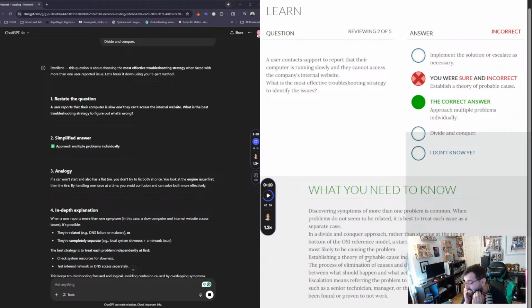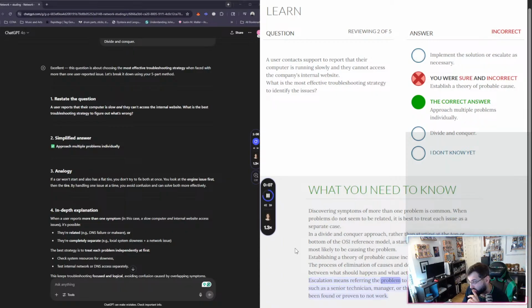tell me that that's not a part of the method and then go in there and tell me that's part of the method. Not after I just rationalized it. Okay. Establishing a theory of probable cause includes questioning the obvious. Okay. And what actually happens is helpful.